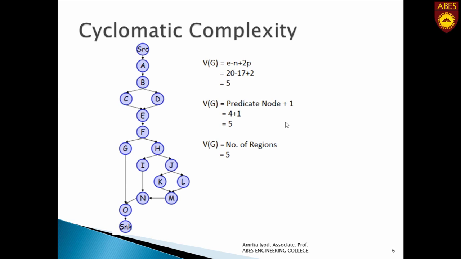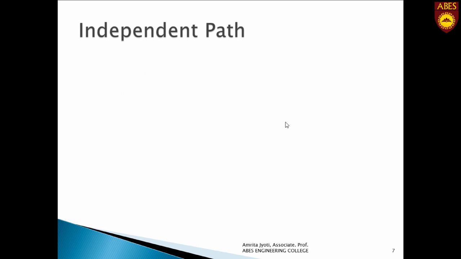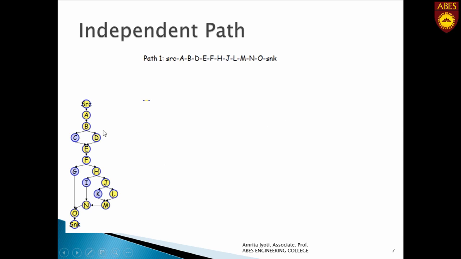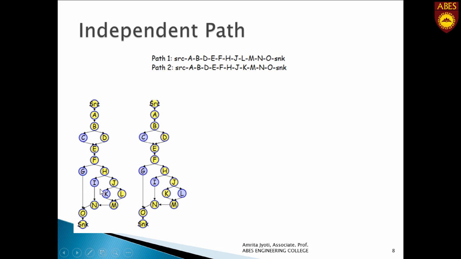Now we have to find the independent paths with the nodes. Path 1 is A, B, G. That means it follows these paths. Our motive is to find a new independent path that introduces a new set of statements. In the next path we will include this K. So the new independent path includes K. Path 2 is A, B, D, E, F, G, H, J, K, M, N, O, last node.